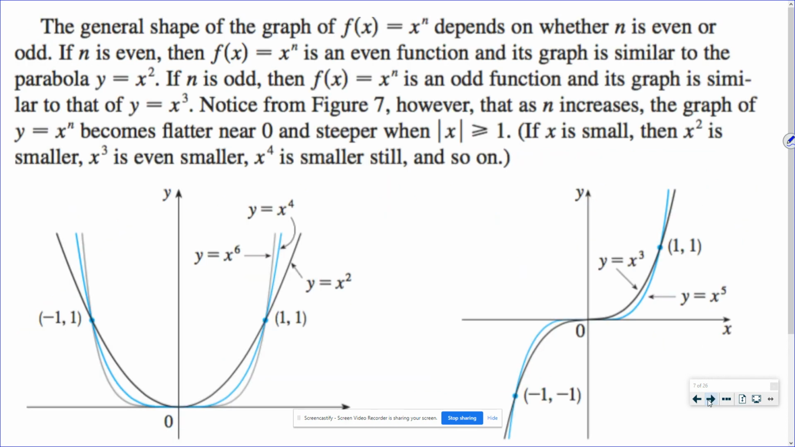Here's another comparison showing you the difference between even functions like x squared, x to the fourth, and x to the sixth. Very, very similar. And then also x to the third compared to x to the fifth, x to the seventh would look similar, and so forth.